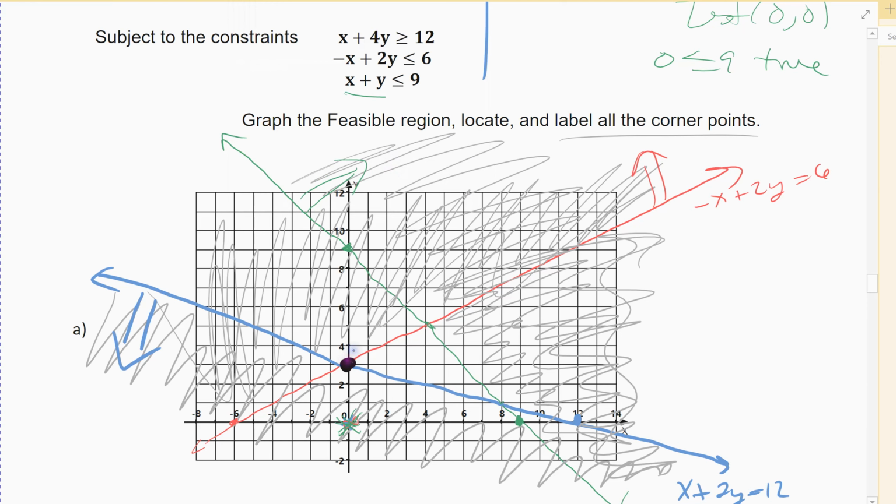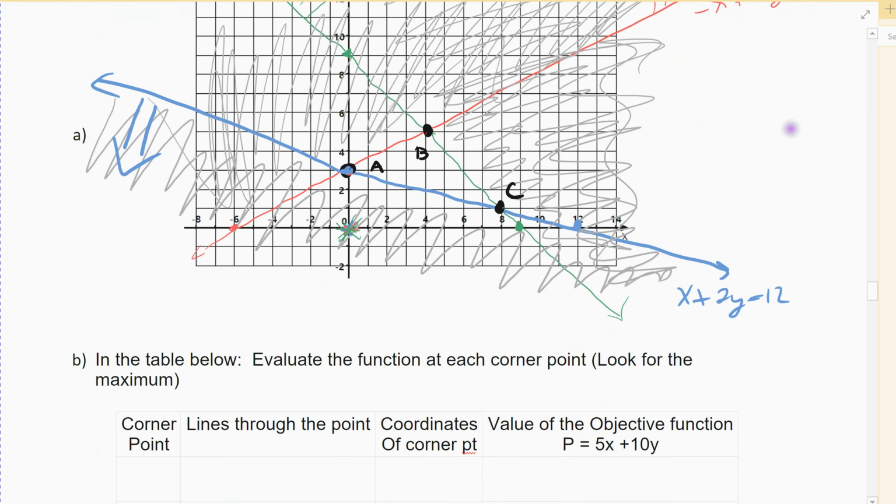And these are my corner points. That's a corner point, that's a corner point, and that's a corner point. Which, if I graphed it nicely, and on this thing it's not necessarily the easiest to graph it, I should be able to determine what those are. So I'm going to call that first one A, this one B, this one C. And so now I go put it in my table. Alright, so that's the hard part.